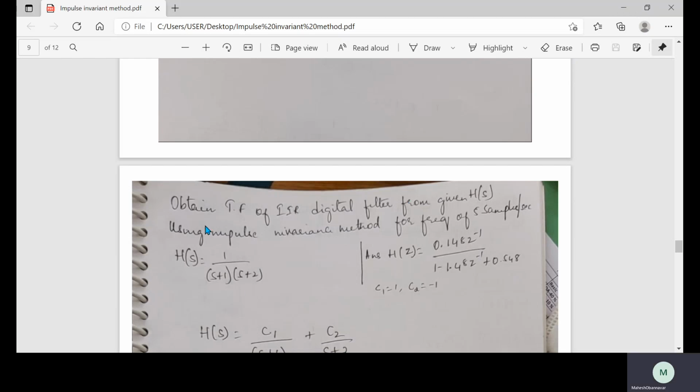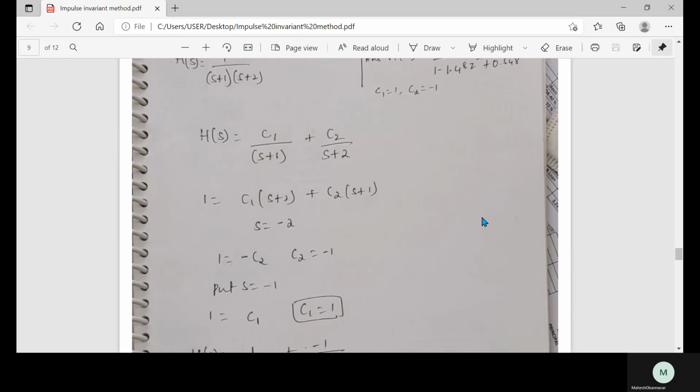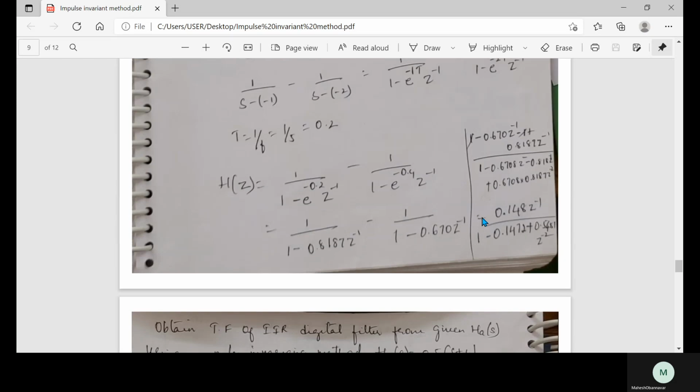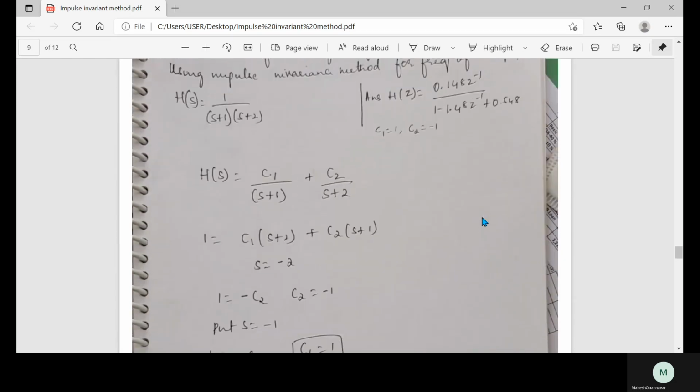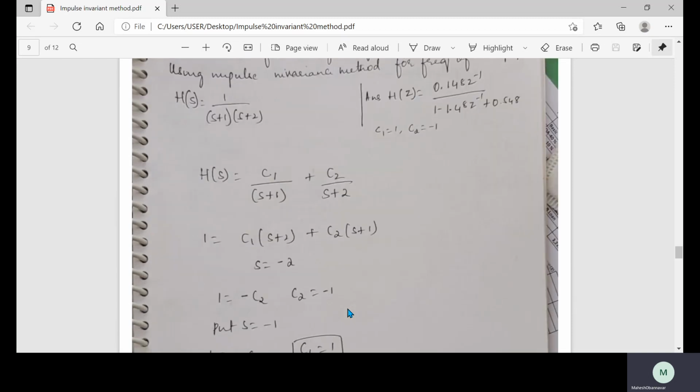So next, obtain transfer function of IIR digital filter from given H of S using impulse invariance method for frequency of 5 samples per second. So H of S is equal to 1 divided by S plus 1 into S plus 2. So H of S is equal to C1 divided by S plus 1 plus C2 divided by S plus 2. So solve for C1 and C2.